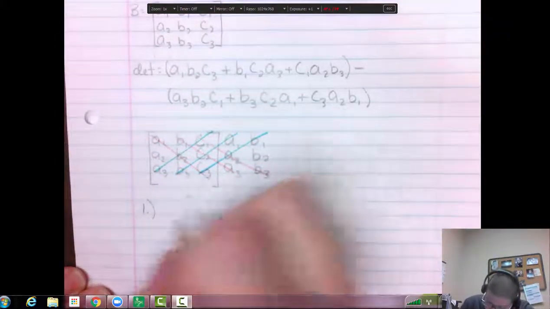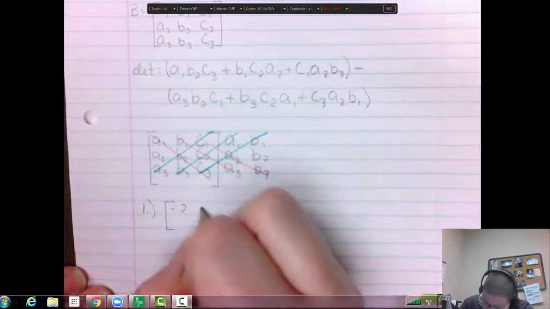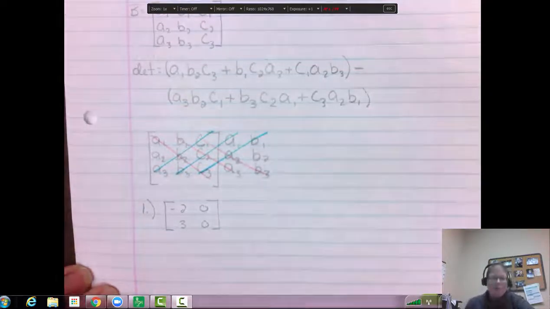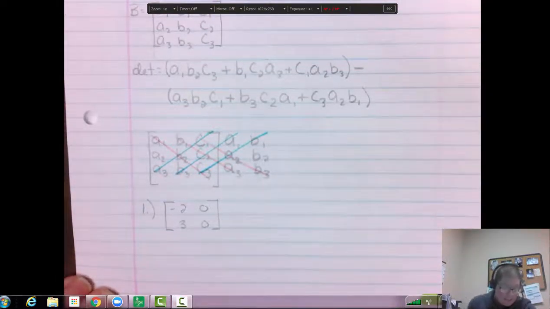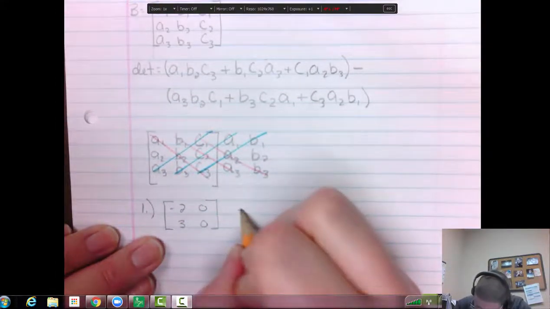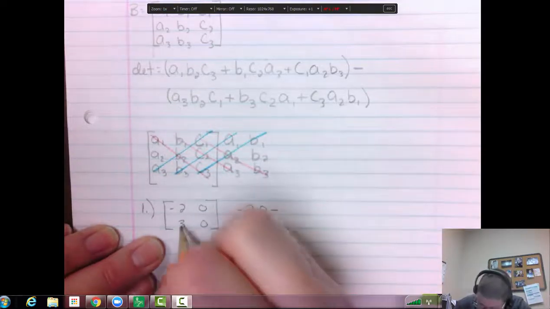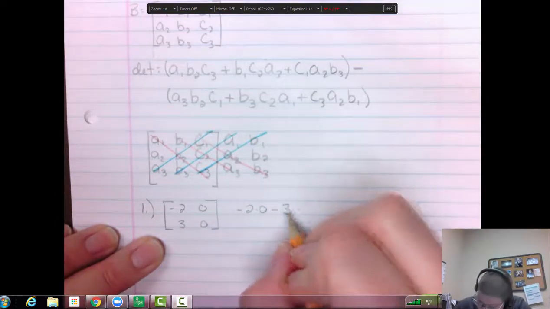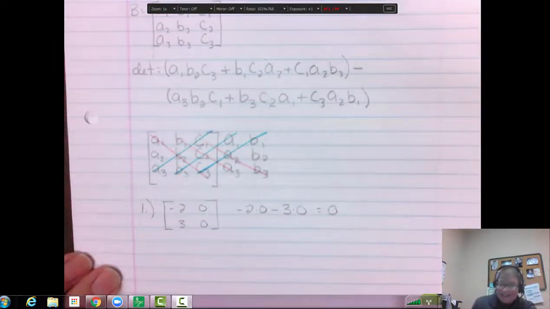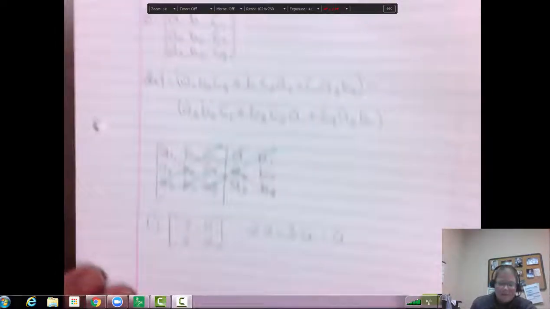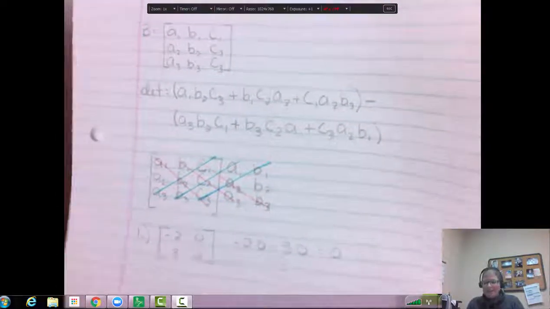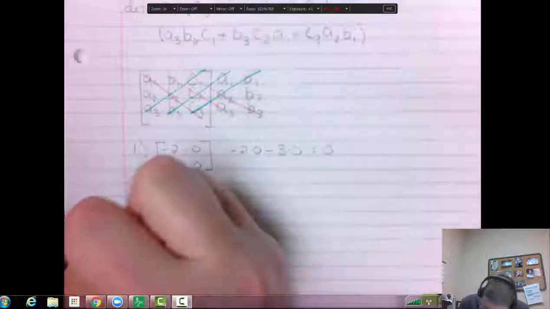Okay, so let's do a couple determinants. All right, so what if I have -2 and 0 and 3 and 0? What is the determinant of this square matrix? Well, the determinant says for this one times this one, so -2 times 0 minus 3 times 0. Well, 0 minus 0 is 0. So the determinant on this one is 0. We'll learn also that if the determinant is 0, you don't have an inverse to that matrix. So that one doesn't have an inverse.